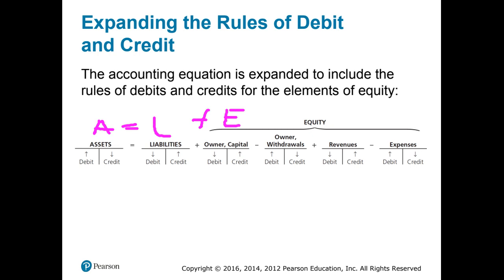So just note these, and this is the breakdown of the T accounts. So for equity, owner's capital would be added. Owner withdrawals would be subtracted. Revenues would be added. Expenses would be subtracted. But those all fall under equity.